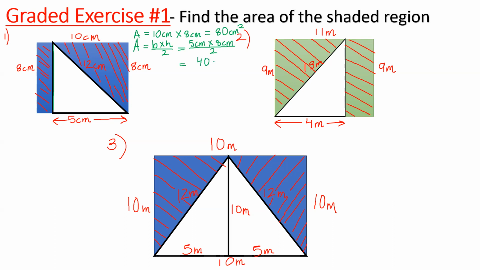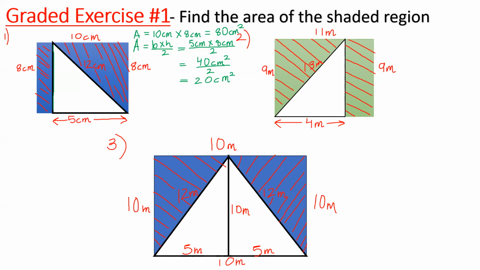And what is 40 centimeters squared divided by 2? What is 40 divided by 2, Joseph? 20. 20 centimeters squared. By the way, for those who already finished with question 1, can you put your final answer in the chat for me, please?